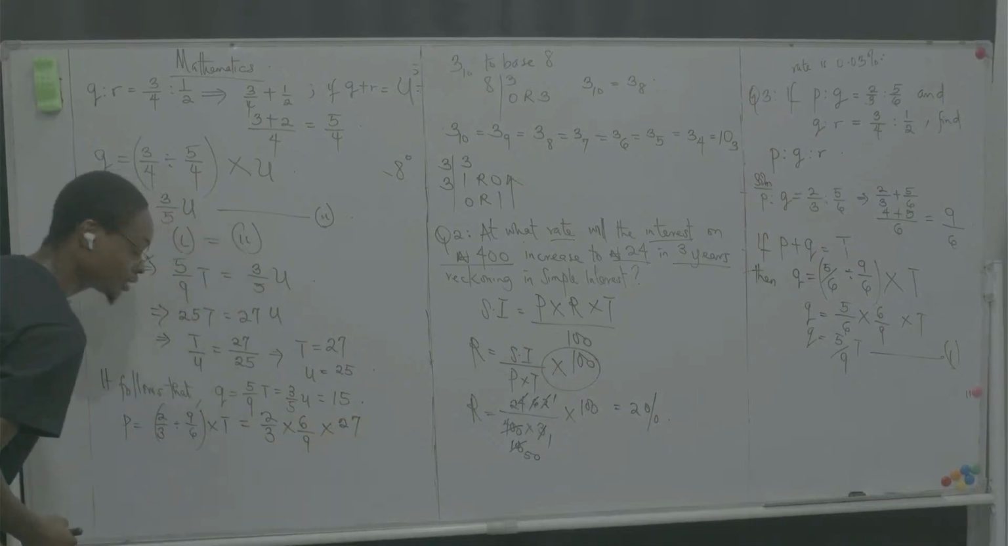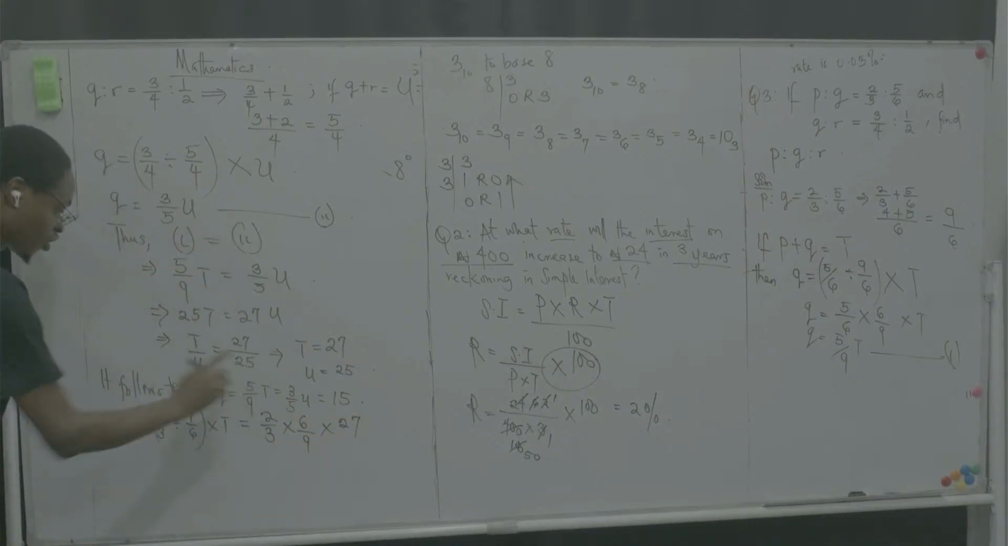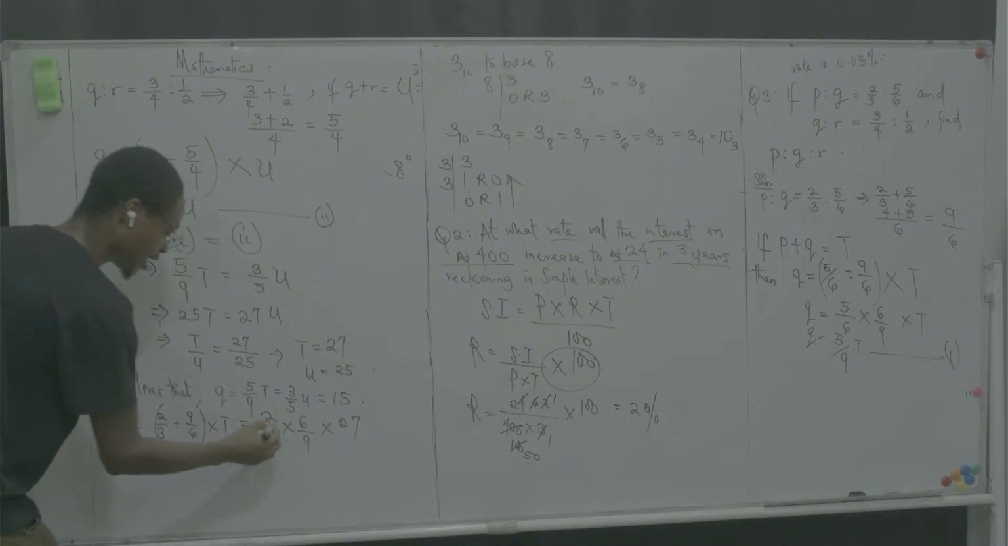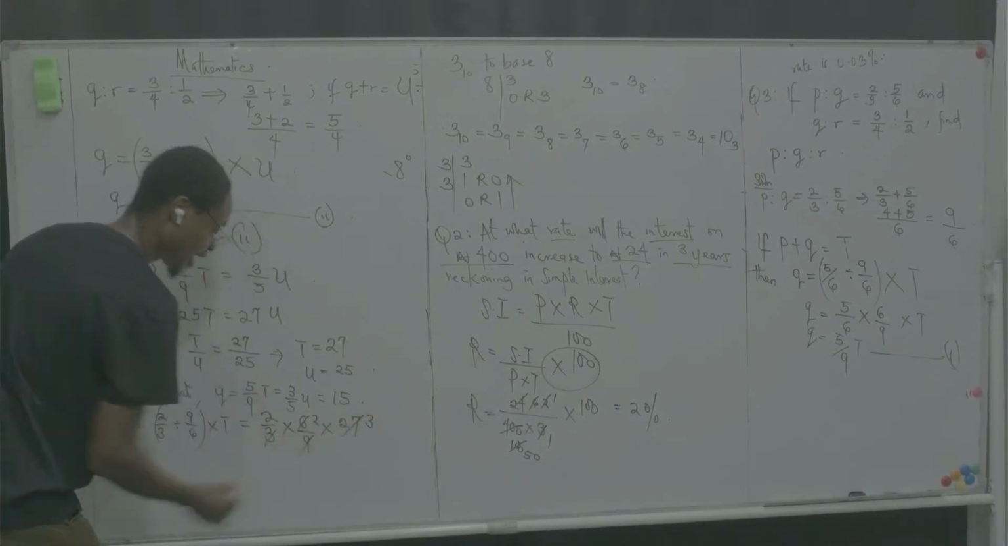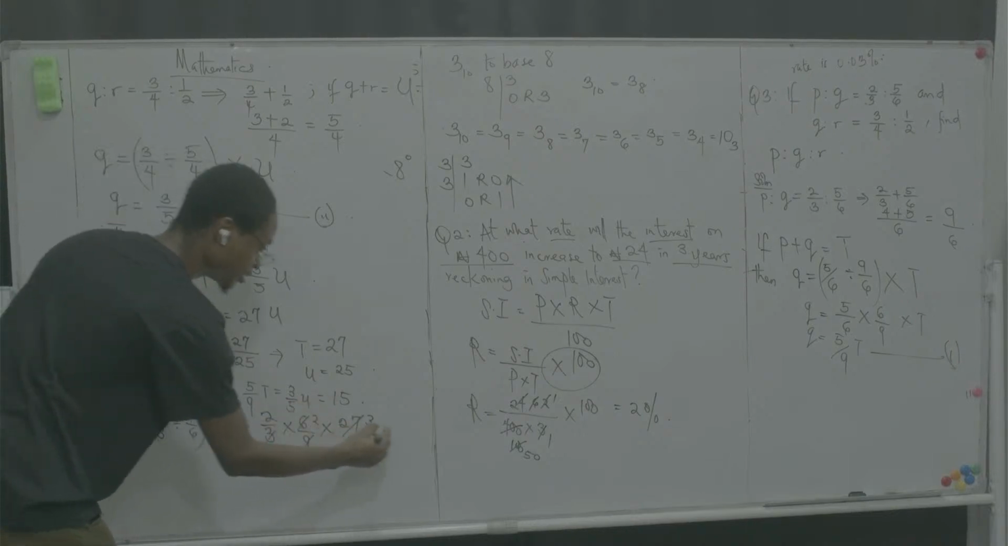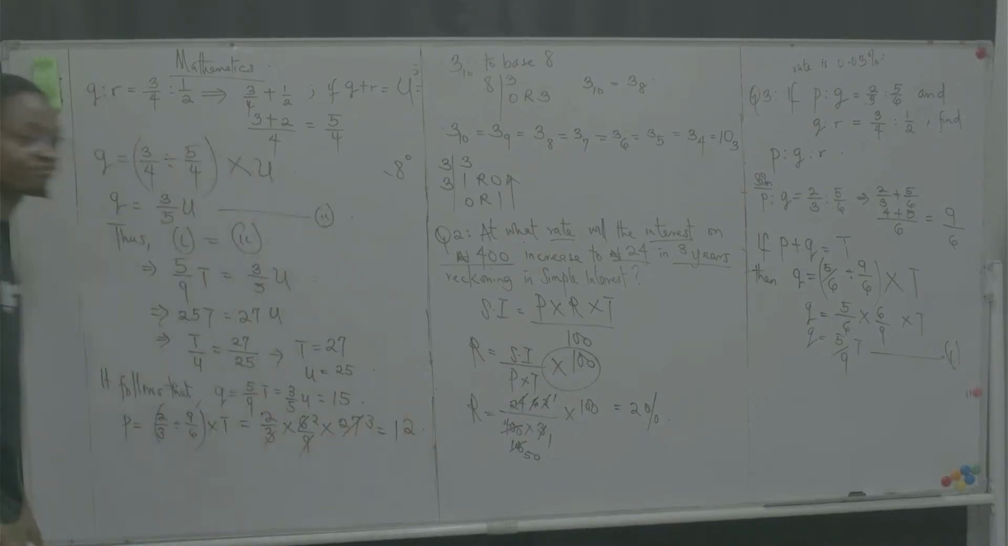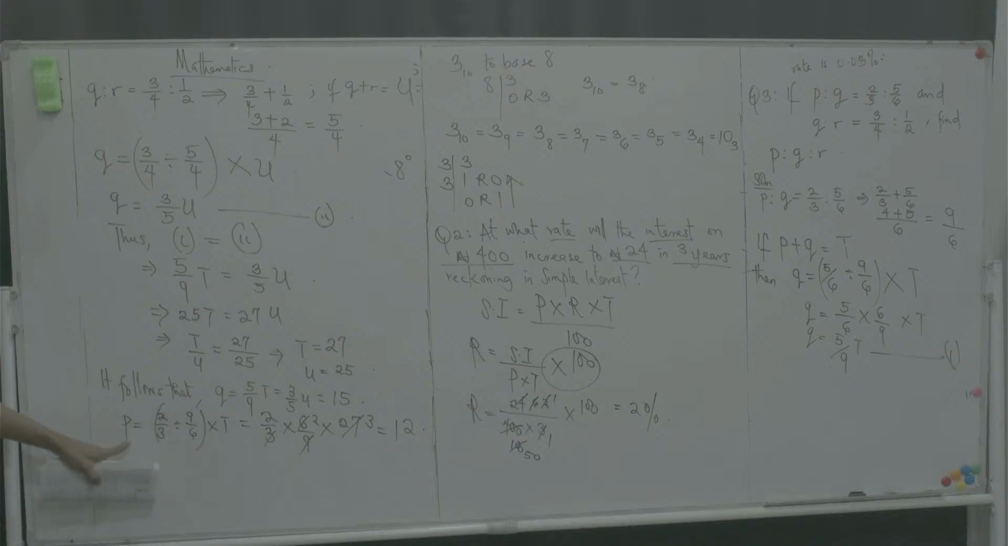Are we good? And from here, what do I immediately have? 3 goes here, you have 2. 9 goes here, you have 3. 2 times 2 times 3, 12. That's the value of P.